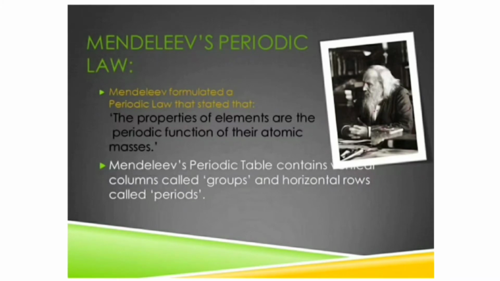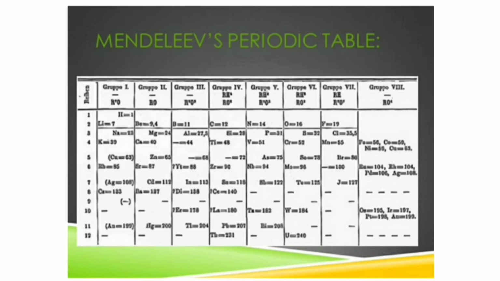Mendeleev's periodic law. Mendeleev formulated a periodic law that stated that the properties of elements are periodic functions of their atomic masses. Mendeleev's periodic table contains columns known as groups and horizontal rows called periods. Mendeleev's periodic table is shown here. Group 1, Group 2, Group 3, Group 4, Group 5, Group 6, Group 7 up to Group 8.